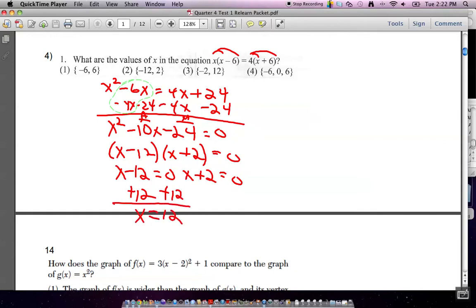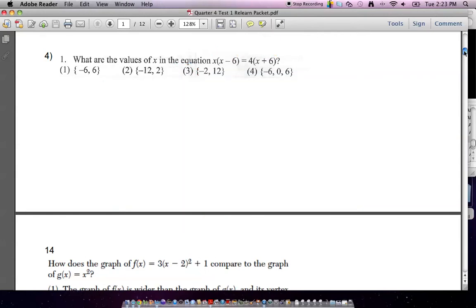X is equal to 12, doing maybe the guy on the left, maybe the guy on the right. X equals negative 2. I know I didn't explain much there, but you need to understand that. We just went through that. So I'm looking for 12 and negative 2. There's my choice, choice 3.